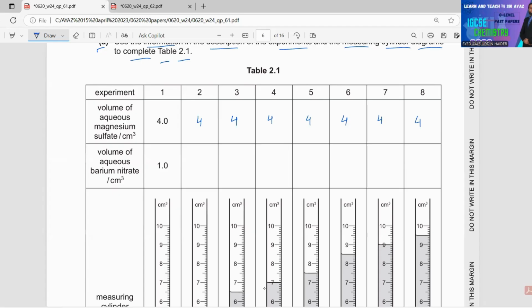So it's 1 in the first experiment, but from the second experiment till 8, they've continuously changed the volume of barium nitrate. So in experiment 2, they have added 1.5. In experiment 3, 2.5. In experiment 4, it's 3. In 5, it's 3.5. In 6, it's 4.5. In 7, it's 5. And in 8, it's 5.5.